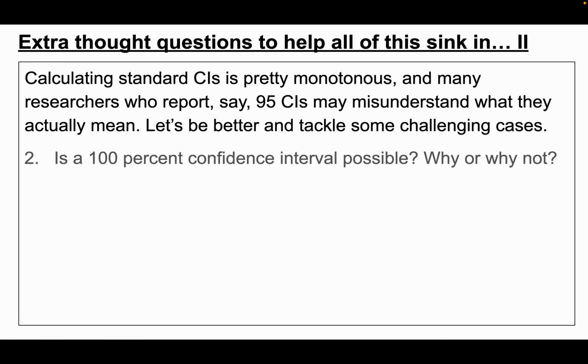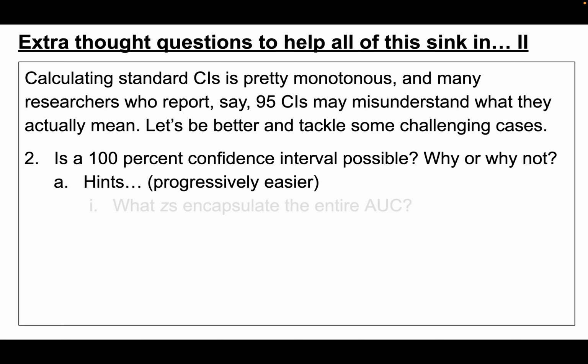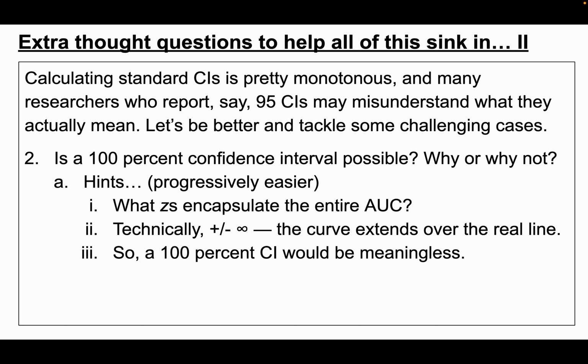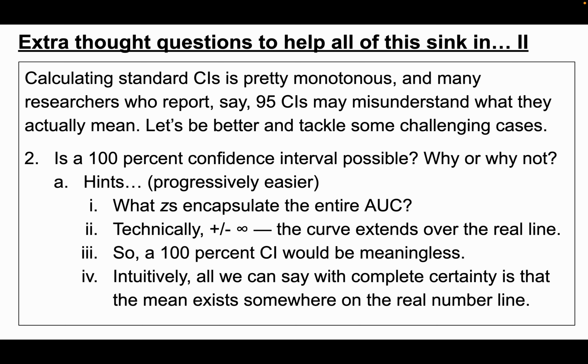So is a 100% confidence interval possible? If so, why or why not? Here are the hints. What z's encapsulate the entire area under the curve? Technically speaking, the curve extends over the entire real numbers. We've learned that before. So a 100% confidence interval would actually be meaningless. Intuitively, all we can say with complete certainty is that the mean exists somewhere on the real number line.